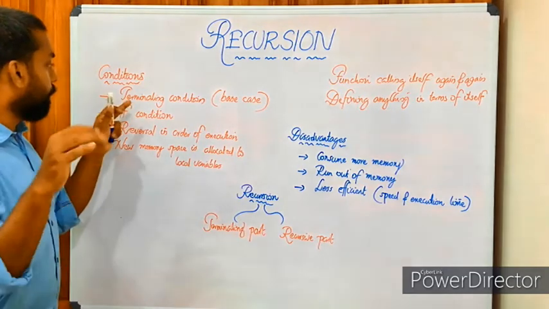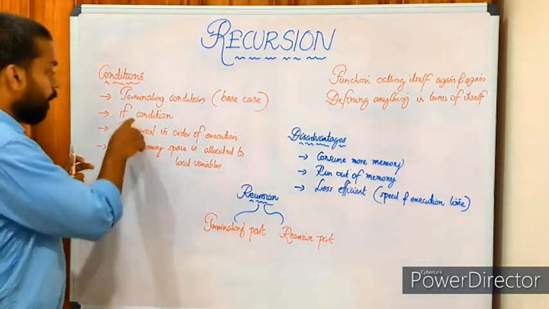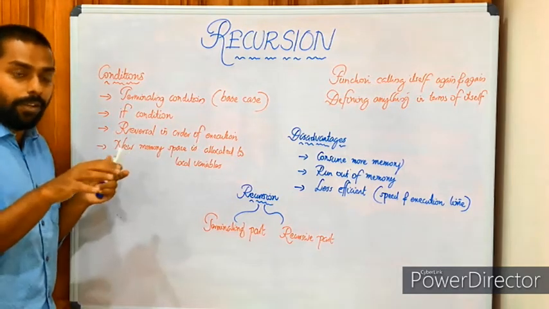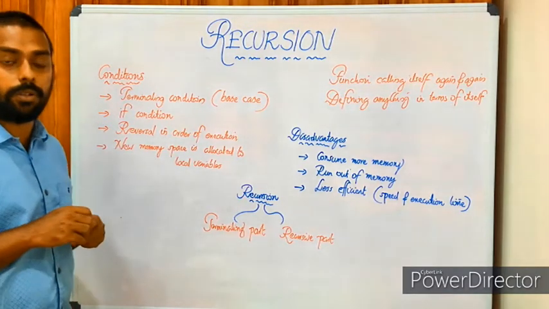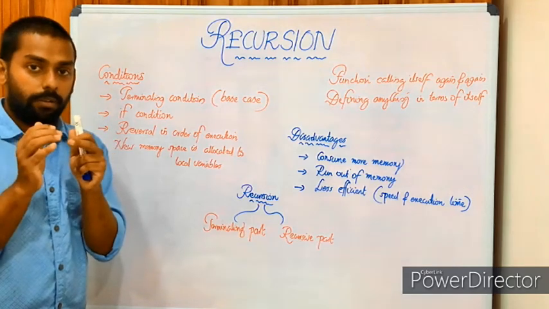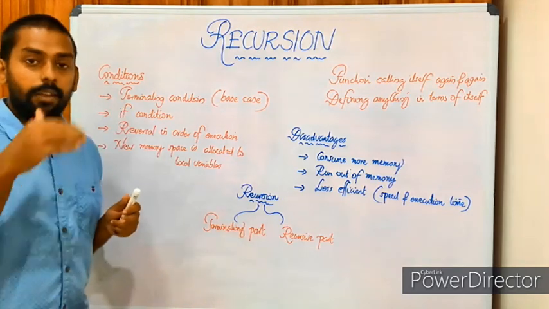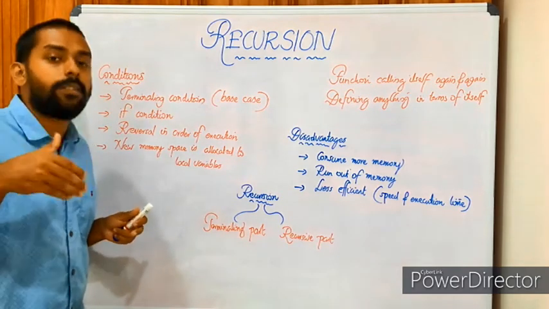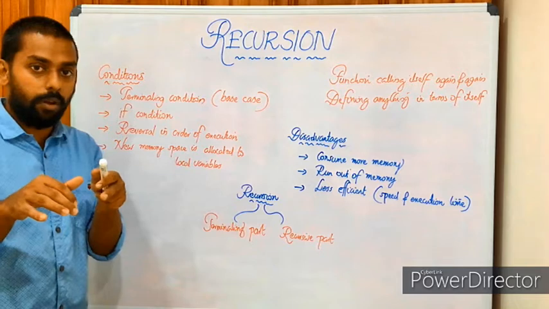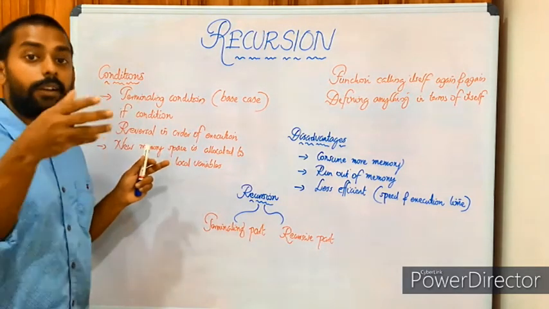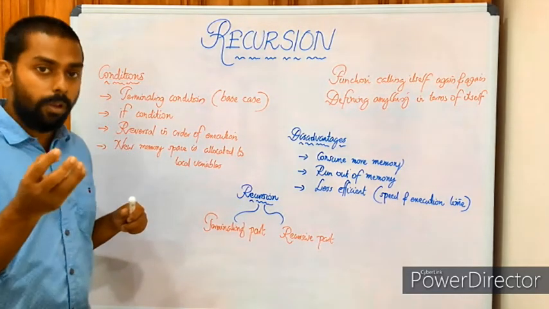The first one is there must be a terminating condition, called the base case, otherwise it may go endless. Then there must be an if condition, and using that if condition we implement the terminating condition. The third one is reversal in order of execution. When we call a function, it will not be executed immediately. Instead, it will be placed onto the stack, and it will start executing only after the end condition is reached. Then new memory location will be created during each function call for local variables.